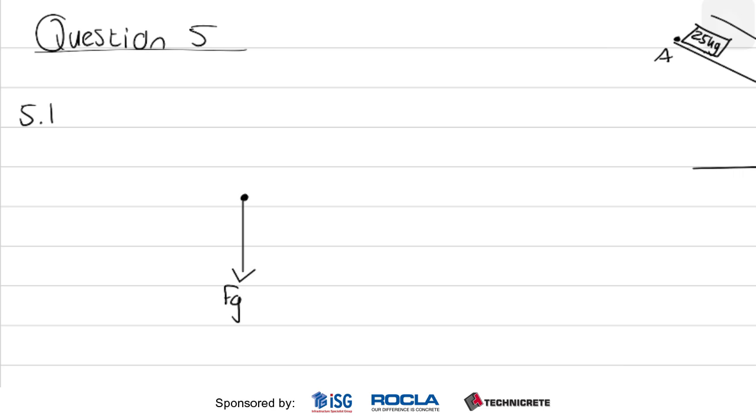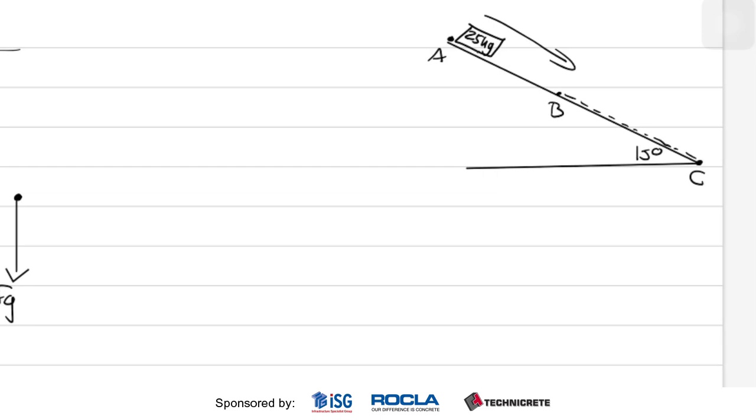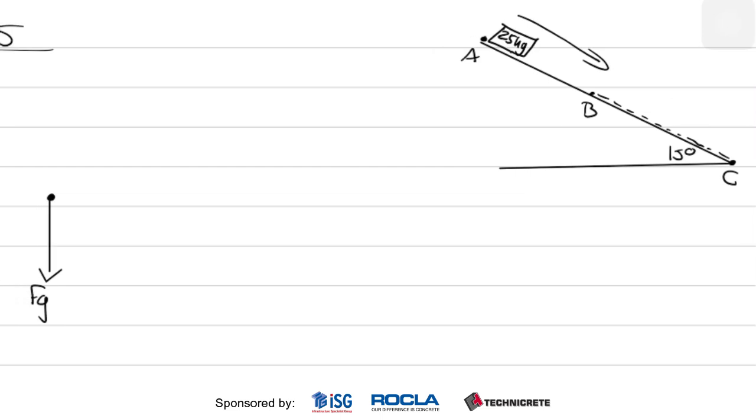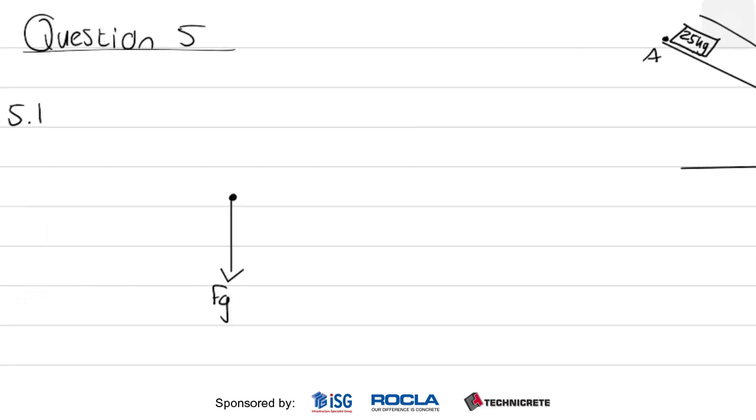Since it's on the rough surface, you have your friction opposing the motion. So which direction would your friction be in? It would be up the slope here. So up the slope would be your frictional force.